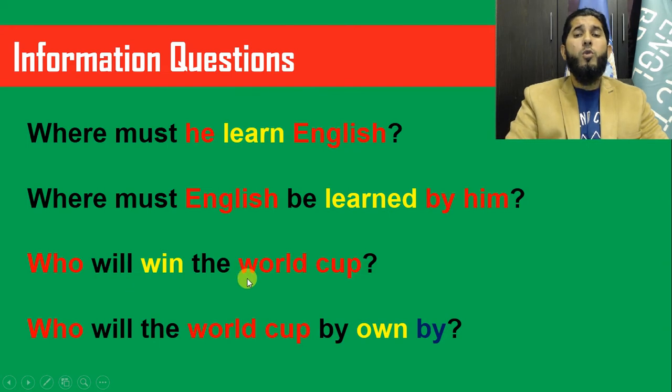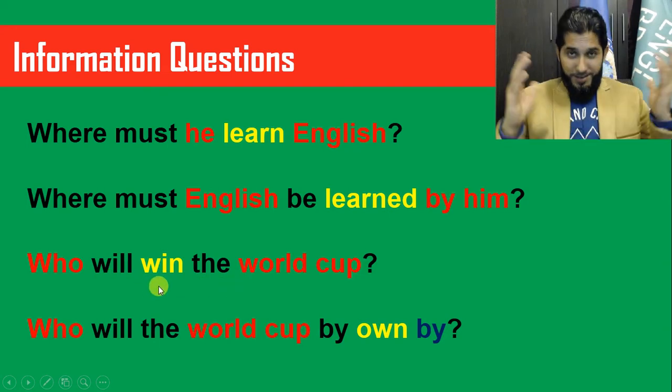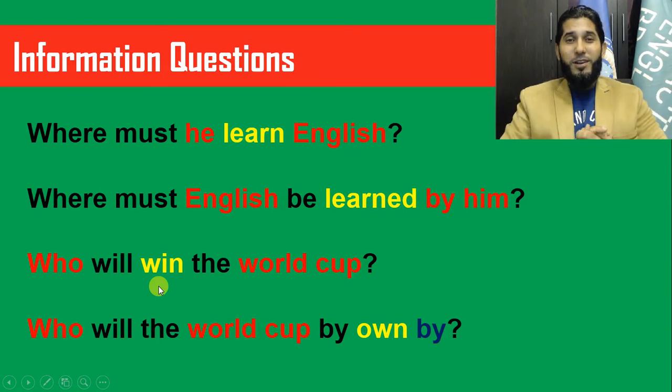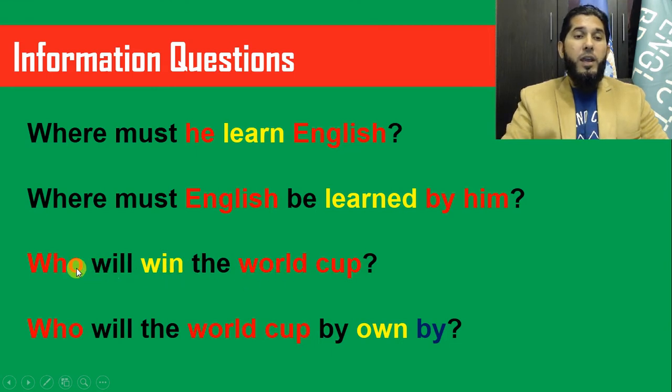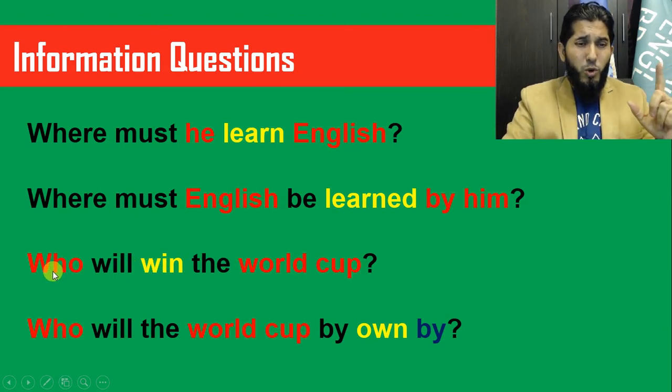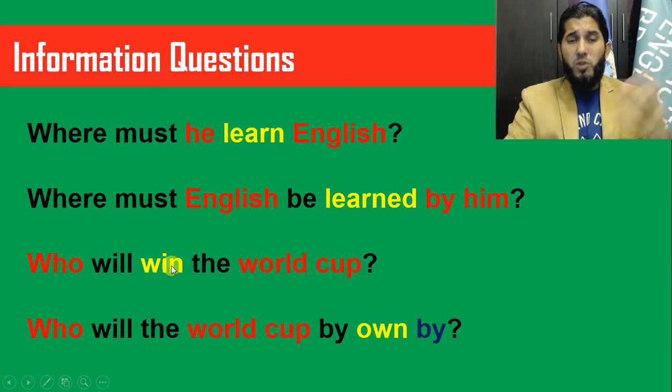Now look at this example. Who will win the World Cup? Inshallah, Afghanistan will. We hope so. Okay, so who will win the World Cup? Win is the main verb, and World Cup is the object of this main verb, but we don't have any subject like he, she, it, whatever. The word who here itself functions as a subject. Why? Because our question is about the doer of this action.